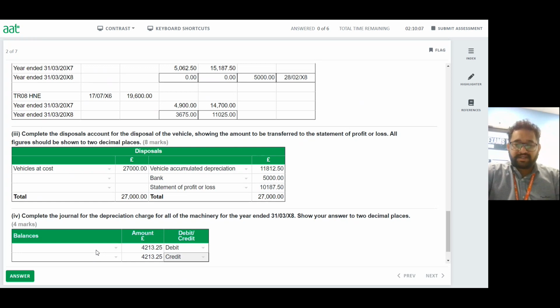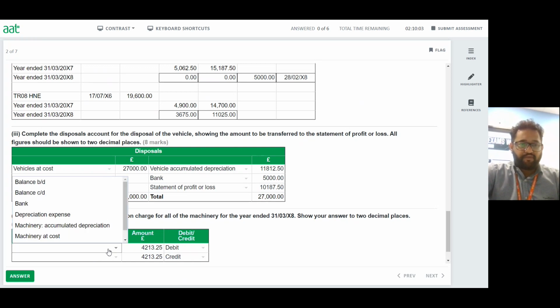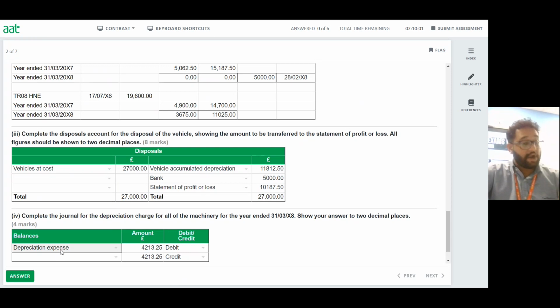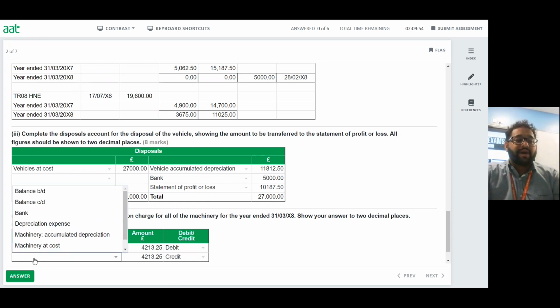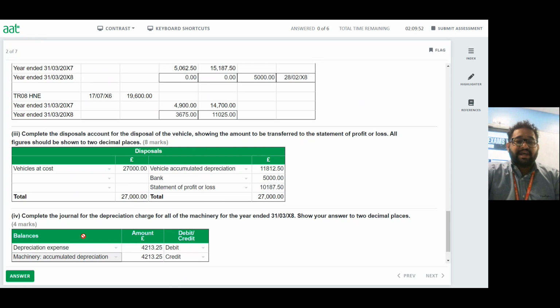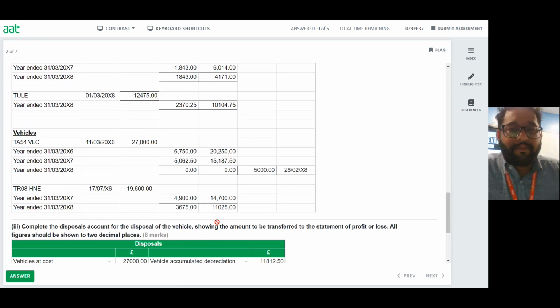But which accounts? As I mentioned earlier, the expense of depreciation will go as a depreciation expense account. You remember your debit-credit rules, expense accounts are debit accounts, so this is going to the debit. What is the credit account? The credit account is going to be machinery's accumulated depreciation for the year, and that accumulated depreciation will go against the non-current assets in my statement of financial position. So this is a credit entry and I have completed that now.